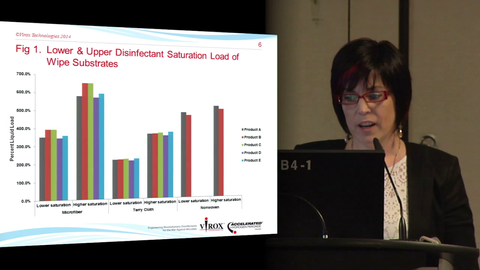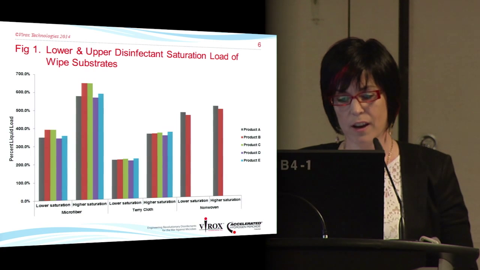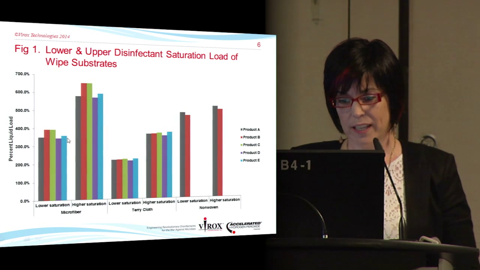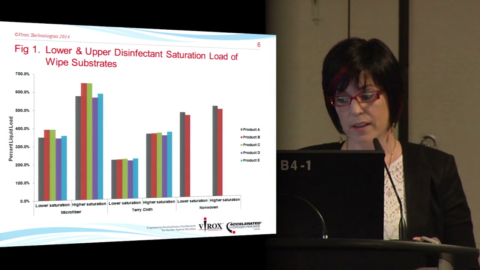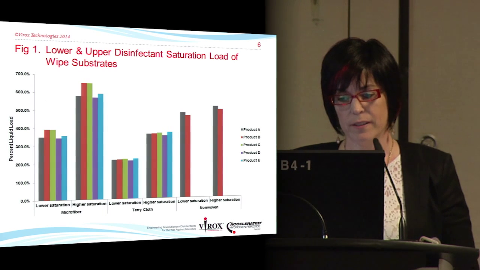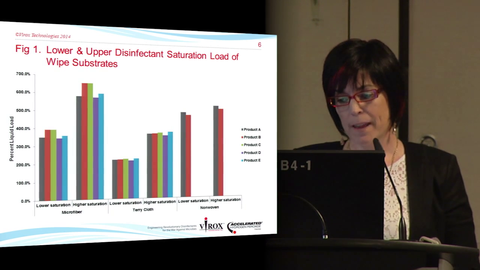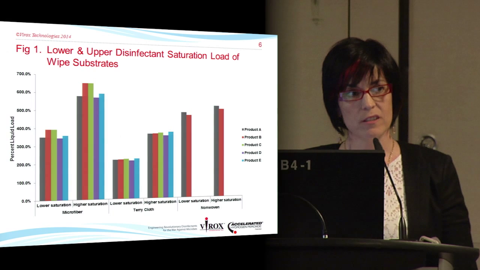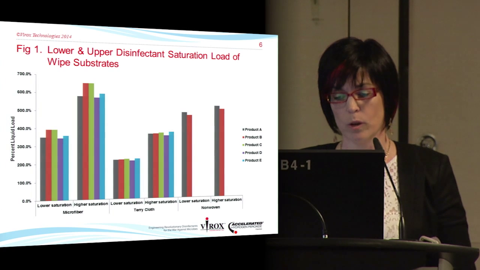This particular slide summarizes what happened with respect to the lower and upper level of saturation for all three cloths. It's interesting to me that the pattern from the lower level to the upper level is really consistent between the different chemistries, both for the microfiber and terry cloth as well as the non-woven. Between the microfiber and the terry cloth, the lower and higher saturation levels differed by about 40%. For the non-wovens, you'll see only product A and product B are shown, because the other three products didn't absorb into the non-woven wipe even after sitting for 24 hours. It did not absorb into there.